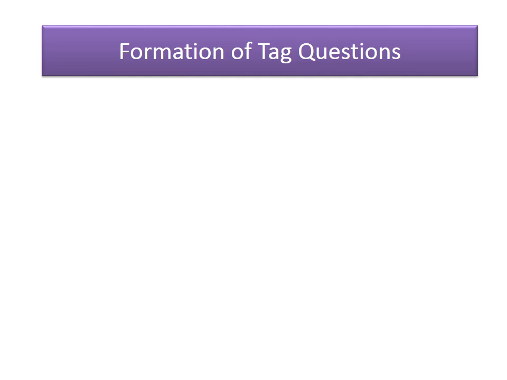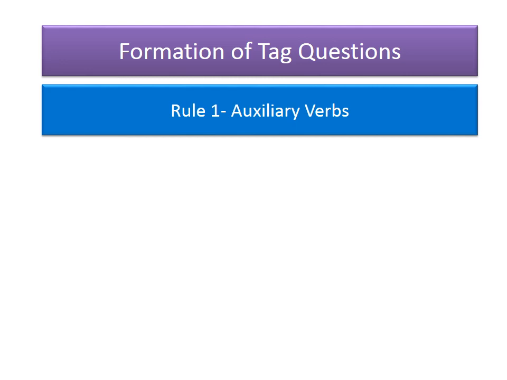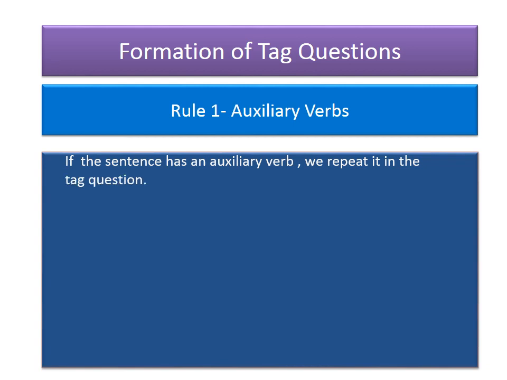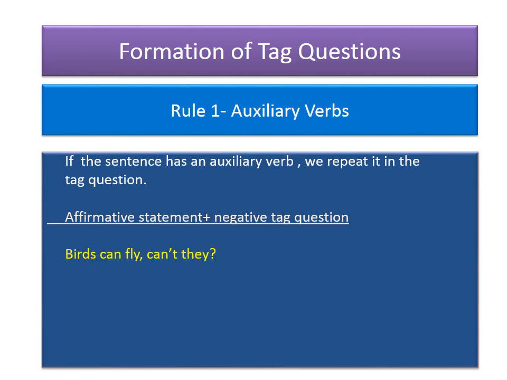Now, we are going to discuss the rules of the formation of tag questions. Rule number 1. Auxiliary verbs. If the sentence has an auxiliary verb, we repeat it in the tag question. And we already know if the statement is affirmative, it will take a negative tag question. For example, birds can fly. The tag will be can't they?